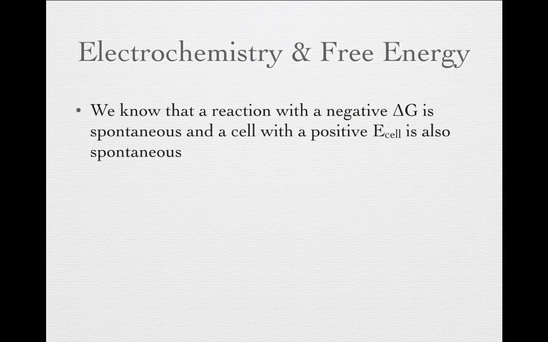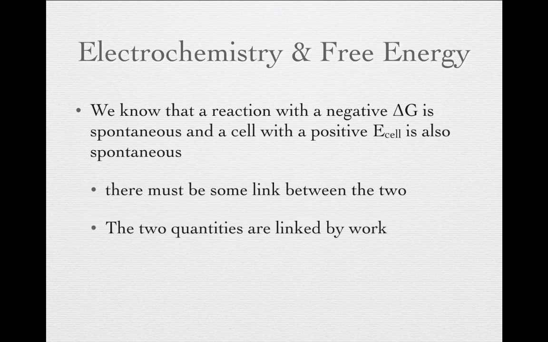Anytime that we use our reduction potential and we place the cathode with the material that has the higher reduction potential, we're going to get a spontaneous battery because we're going to have a positive E cell. We also know that any reaction that has a negative delta G is also spontaneous. So we've used that word twice now, a positive E cell being spontaneous and a negative delta G spontaneous. So there must be some link between the two, since both of them represent a spontaneous reaction. As it turns out, there is a link. Those two quantities are linked by work.